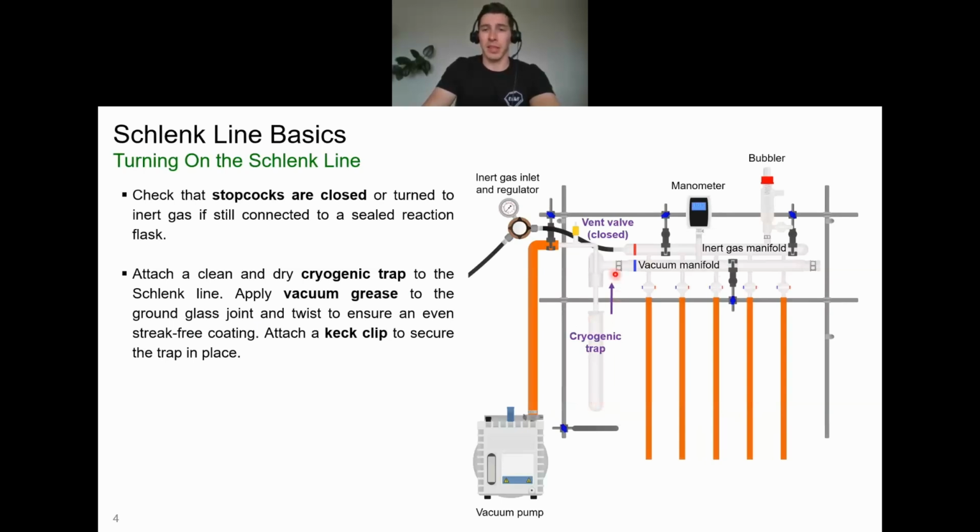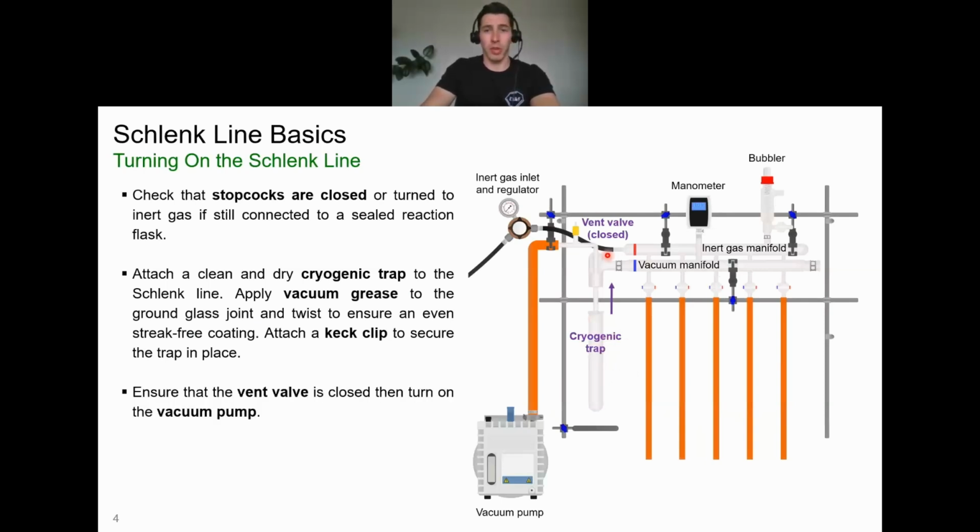Many of these have ground glass joints, so if necessary, you may need to apply a bit more vacuum grease on the male joint, and you attach it and twist it into place so you have a streak-free coating, and then preferably you attach a Keck clip to secure the cryogenic trap in place, because when it's on without the vacuum, it can still, of course, fall under gravity. I should just note that some of these cryogenic traps might be greaseless, so just keep that in mind that every Schlenk line and all the equipment may look different to the illustrations you're seeing today.